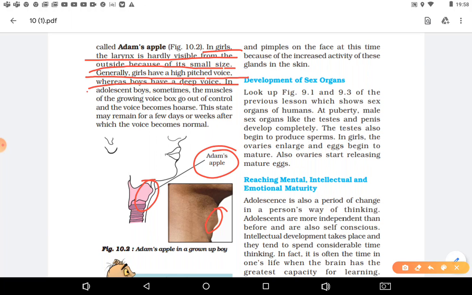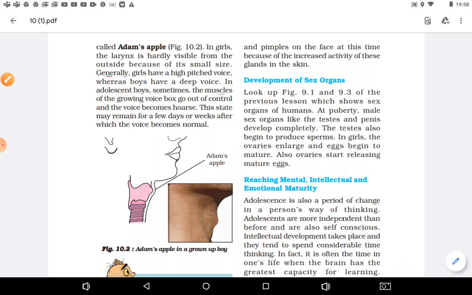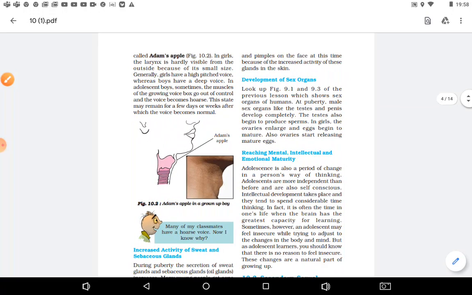Okay, and sometimes the muscles of the growing voice box, larynx, sometimes go out of control and the voice becomes very hoarse. आवाज़ बिल्कुल फट जाती है. ठीक है, तो ये जो है, that is the feature which comes in the boys and the girls.